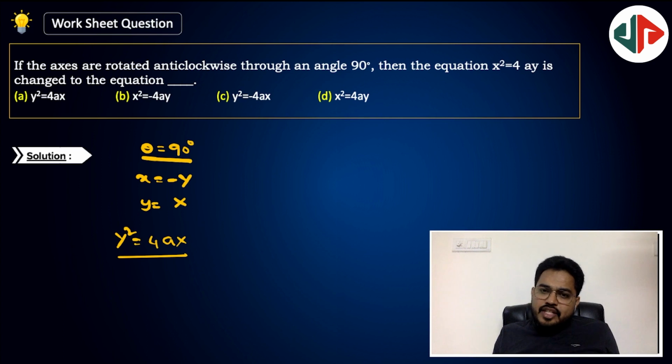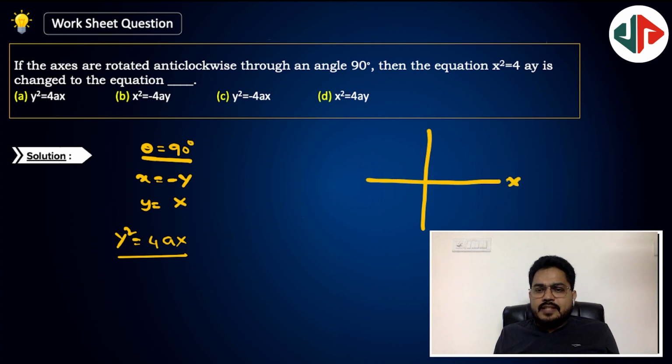And you can also look at the visualization here. This is the original x-axis and original y-axis. x square is equal to 4ay is a parabola.